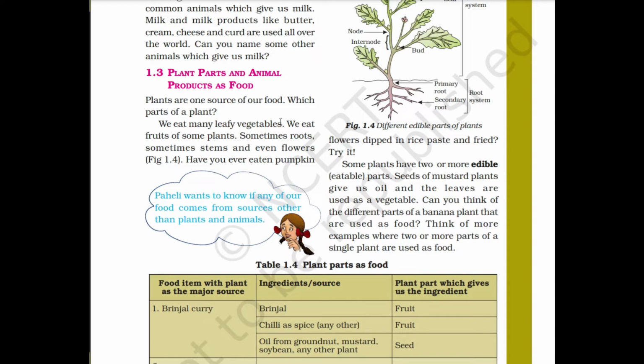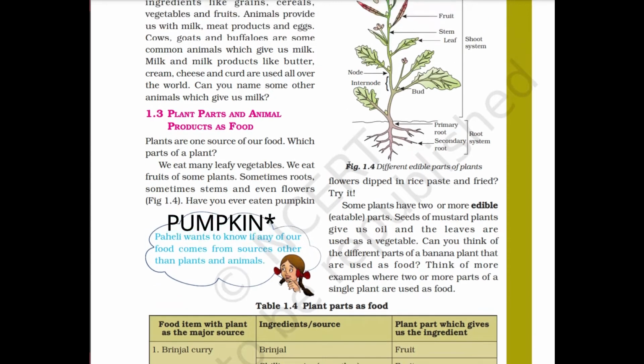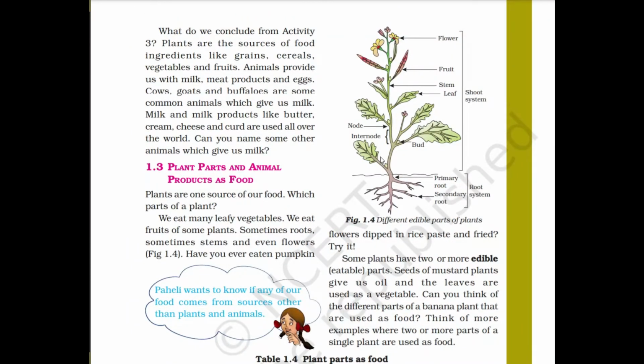We eat many leafy vegetables. We eat fruits of some plants, sometimes roots, sometimes stems, and even flowers. Have you eaten a pumpkin? So this is a plant structure. This is the flower. Obviously everyone knows a flower. This is a fruit. I think it is chili. This is the center stem, and this is the leaf.